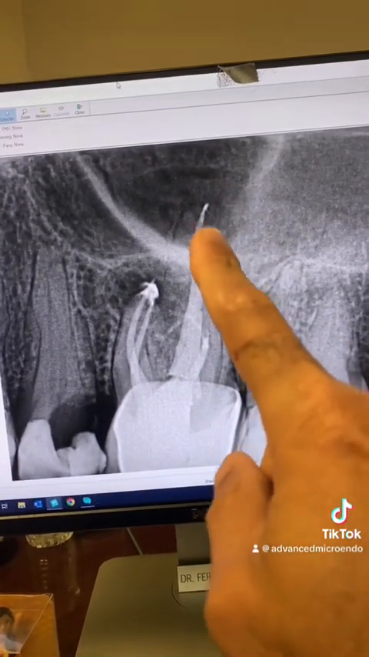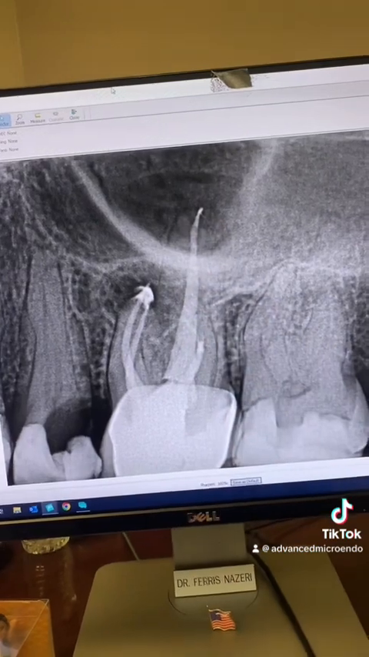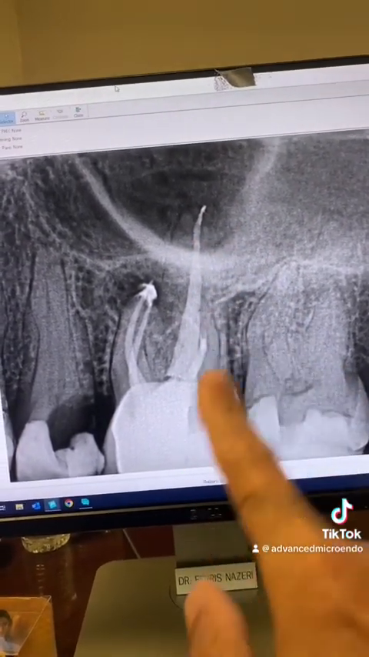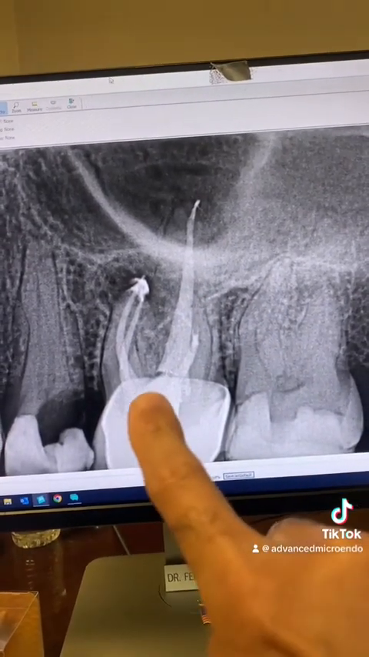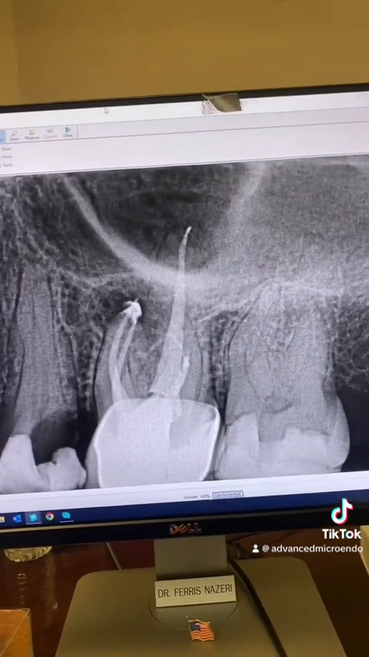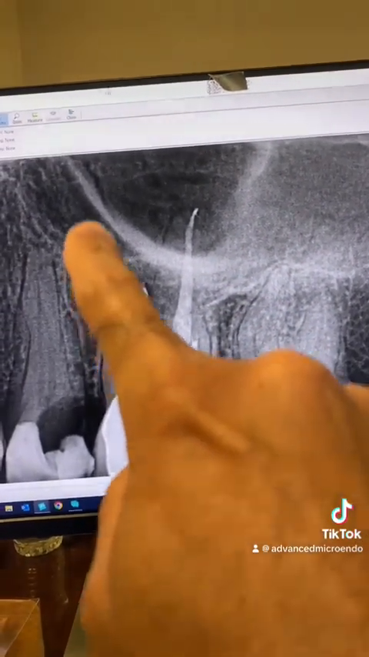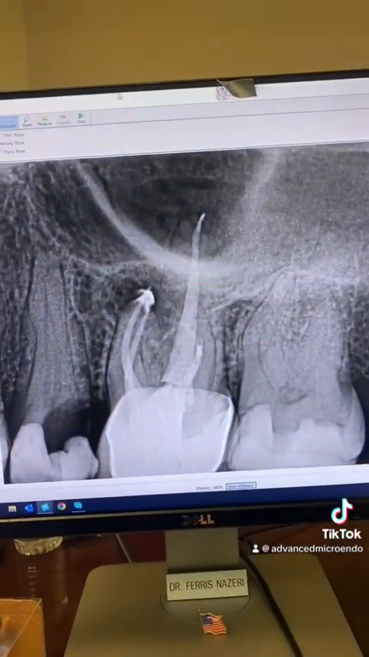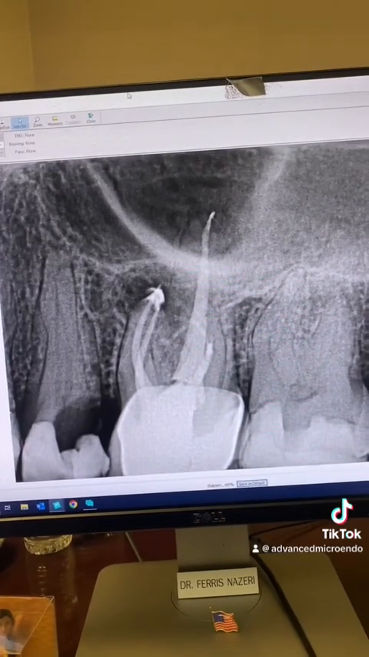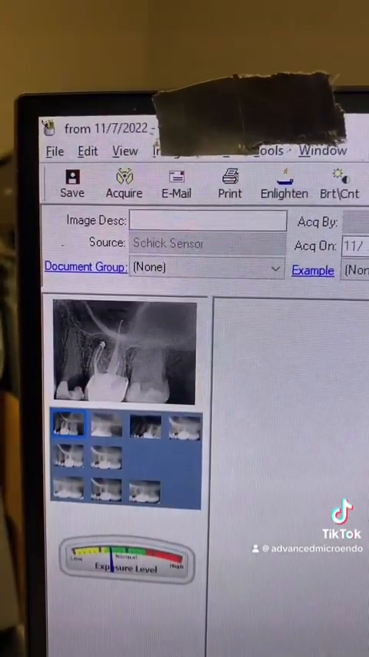And of course, we were able to address the shortcomings associated with the other canals that were filled short and what have you. We addressed all of those issues as well. But again, there was a missed MB2. When you miss a canal, you leave necrotic tissue and bacteria behind that can eat away at the patient's jawbone. And that had happened. And as you can see, we're able to address it. And here's the date, as you can see, about 8 months ago.